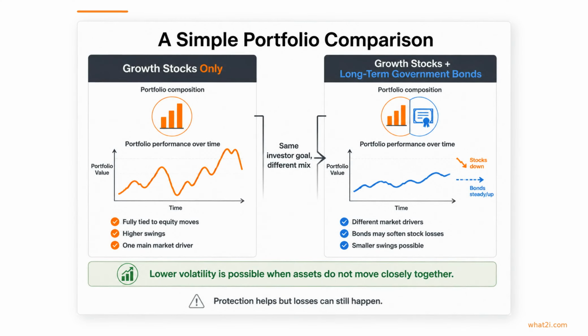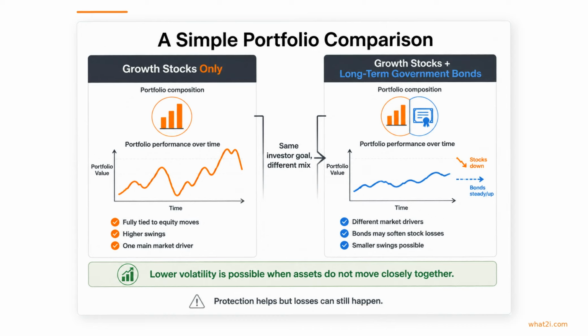Consider a simple comparison between an all-growth stock portfolio and a portfolio that mixes growth stocks with long-term government bonds. The first portfolio is fully tied to equity market behavior, so its swings are likely to be larger. The mixed portfolio still has equity risk, but it also includes an asset influenced by different drivers, such as interest rates and flight to safety demand.